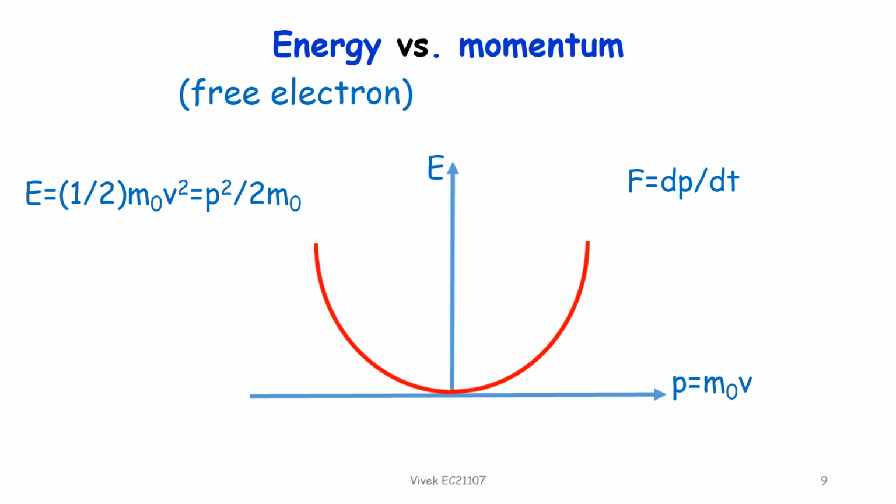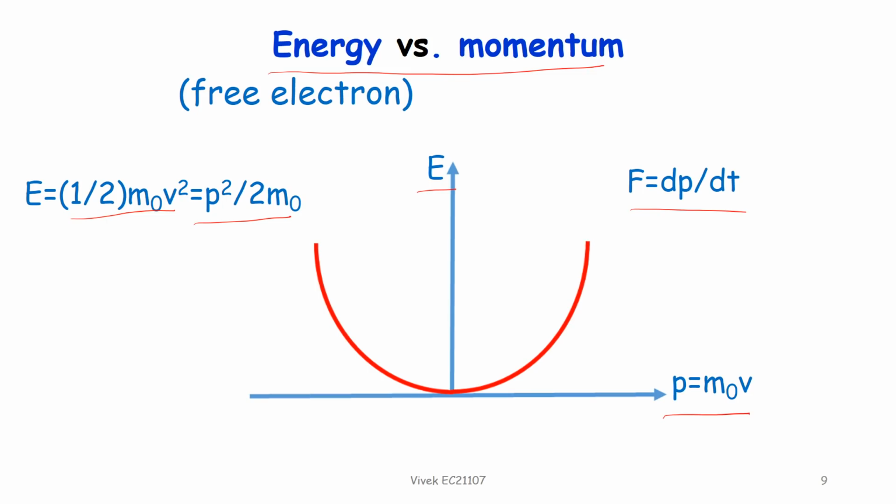Now you can draw an energy versus momentum diagram for a free electron. Energy is half m v square, which can also be written as p square by 2m. So if you draw energy versus momentum, you will get a parabola because E is p square by 2m, which is parabolic and symmetric around plus p and minus p. And what is the force on the electron? Force is the derivative of the momentum, dp by dt.